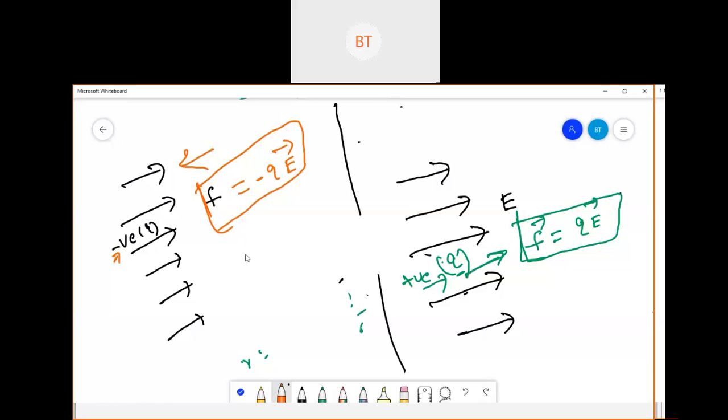So I think this is clear. The direction you have represented: if this is the electric field and you are placing minus q charge here, I get this because of the minus sign. For a positive sign, I get this.